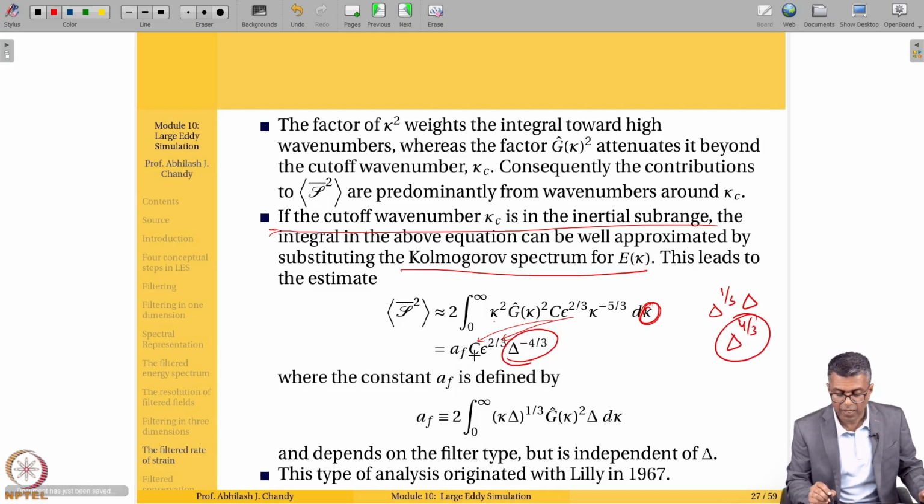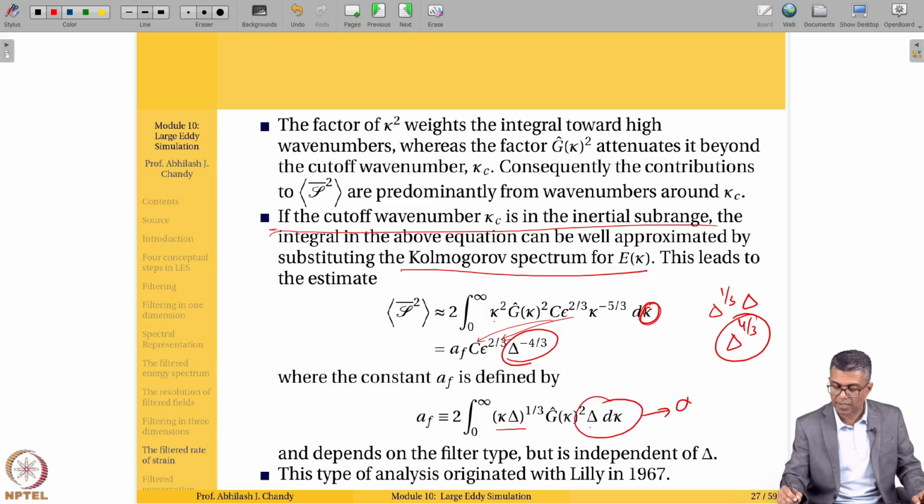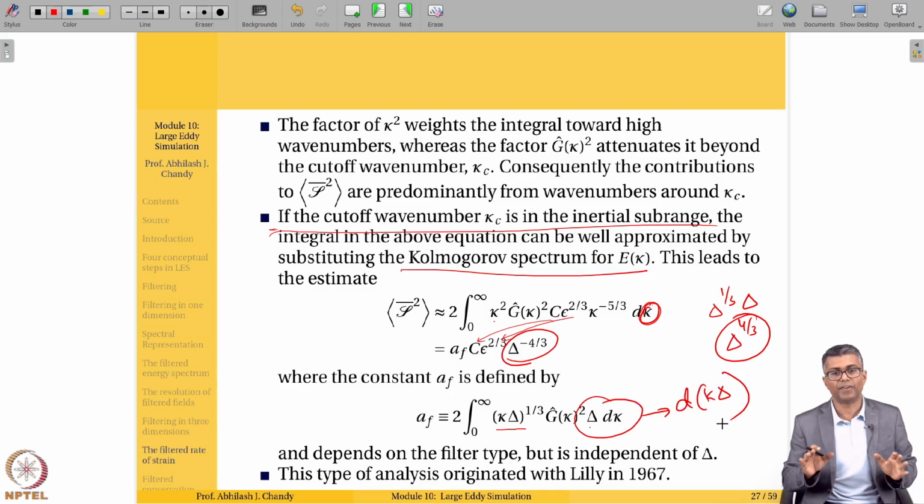So I have A_F C epsilon to the 2/3 delta to the minus 4/3. And then I would define A_F as 2 times the integral from 0 to infinity of the rest of the terms, which is kappa delta to the 1/3. As you can see, I have scaled this, times g hat of kappa squared, that's just the transfer function squared, and delta d kappa, which is basically d of kappa delta. This is the same as d of kappa delta, isn't it? That's essentially what it is. So I have just scaled kappa with delta, and I have written it.